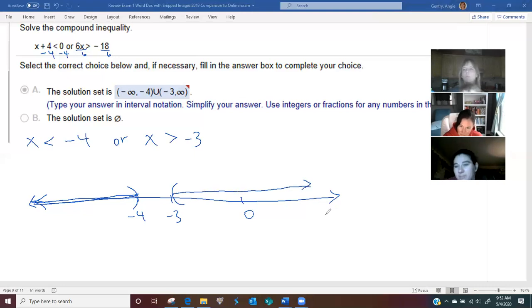So this would be my graph for now, right? And then you say, well, okay, what's my keyword? Keyword is or.